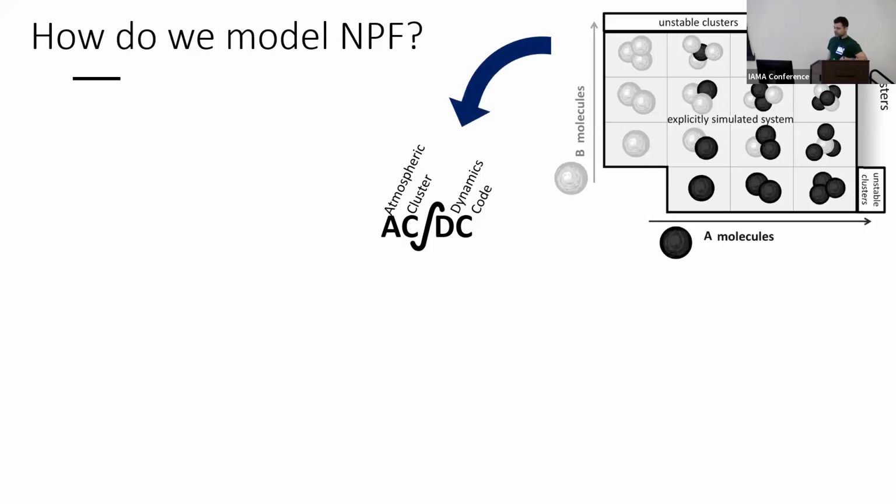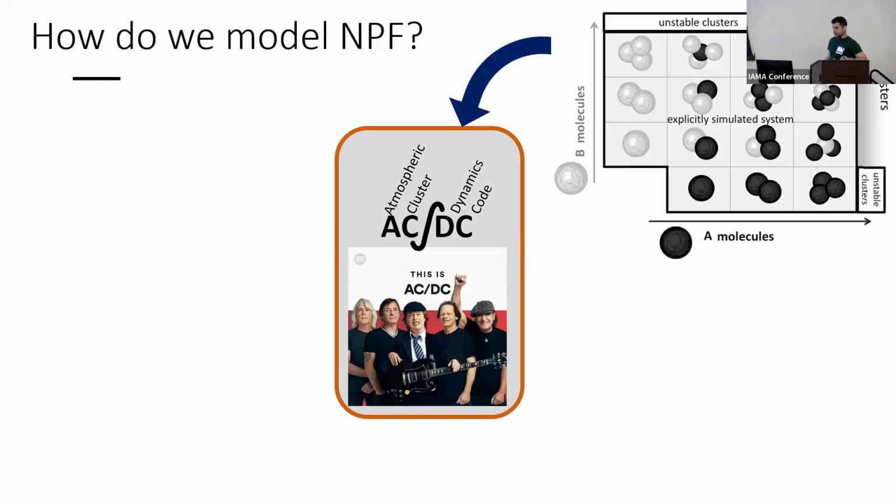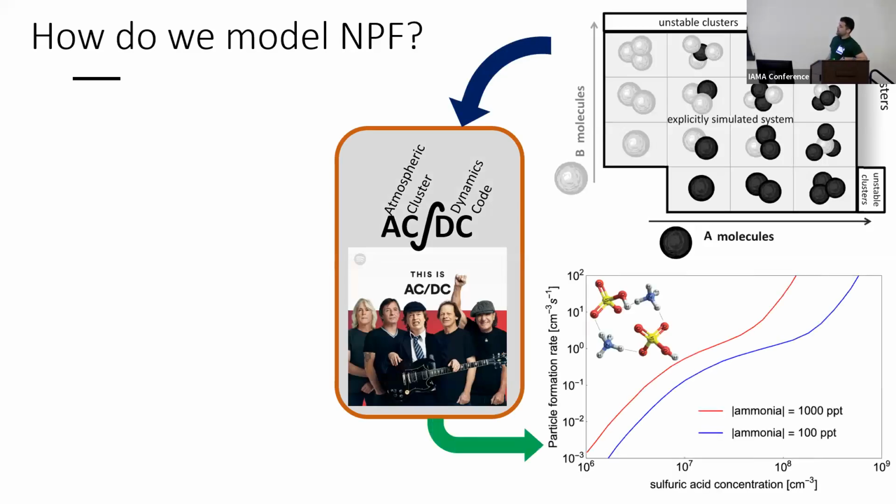So this is what we put into ACDC, and this basically solves all the equations for the cluster evolution. This can be one of the results: how many particles are formed in a volume per second when we study, for instance, sulfuric acid and ammonia in a chamber or in the atmosphere?